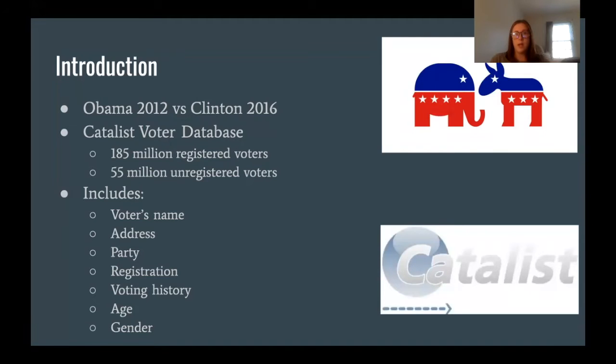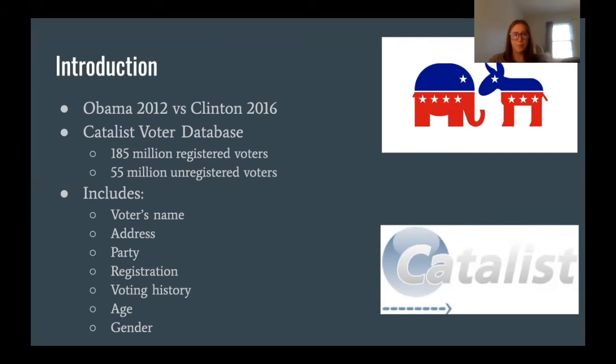Obama's victory was made possible by the extensive use of the Catalyst Voter Database, which is a publicly available information database from voter registration data and contains information to date on 185 million registered voters and 55 million unregistered voters. This data includes things like voters' name, their address, party, registration, voting history, age, and gender. Some states do include race as well, but not all of them. This data can further be grouped into neighborhoods once the US Census data is able to provide an address.